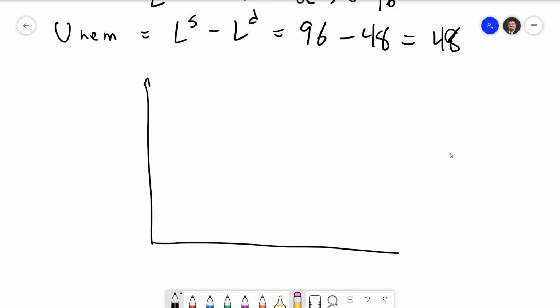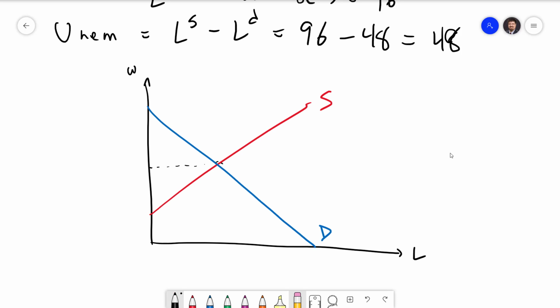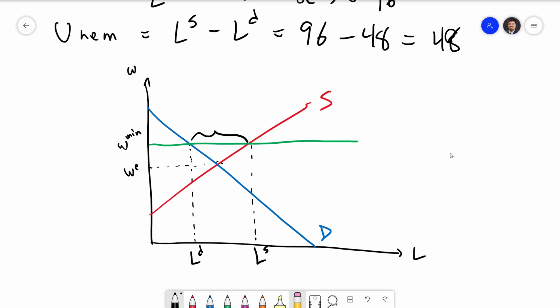Let's sketch a quick graph of this. If we draw in our equilibrium wage right here, and then draw in a horizontal line for our minimum wage, we have our quantity of labor demanded right here. We have our quantity of labor supplied right here, and the difference will be a surplus of labor, which will be our unemployment. Anytime wage is above the equilibrium, we're going to get some unemployment. The minimum wage is one reason why that happens, but it's not the only reason.